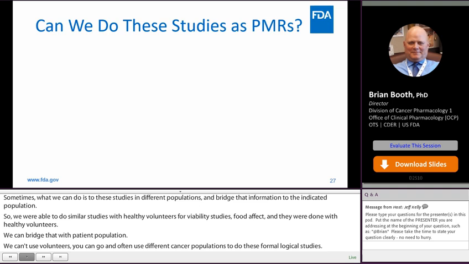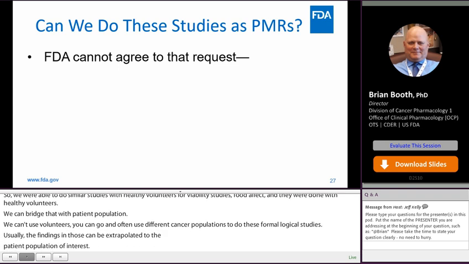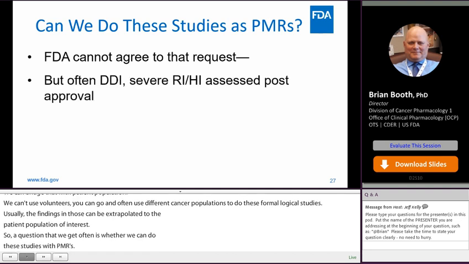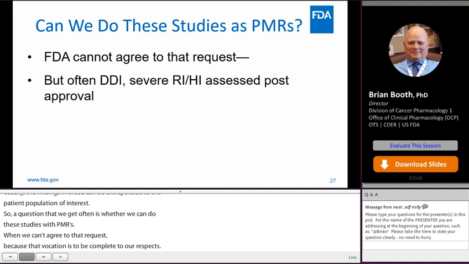So a question that we get often is whether we can do these studies as PMRs, and really the FDA cannot agree to that request because when you submit your application, it really needs to be complete in all respects. And in some ways that was a little problematic because that often meant renal impairment, hepatic impairment, drug-drug interaction studies were often pushed out and assessed post-approval.